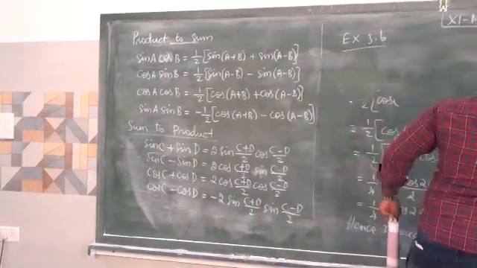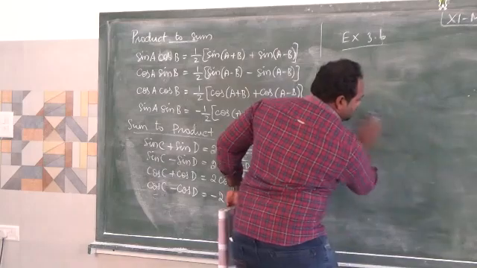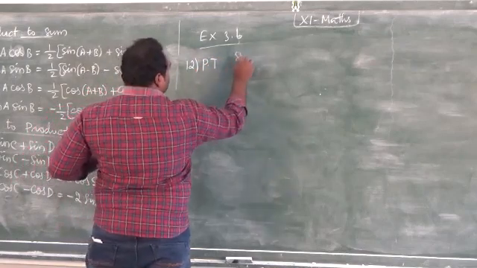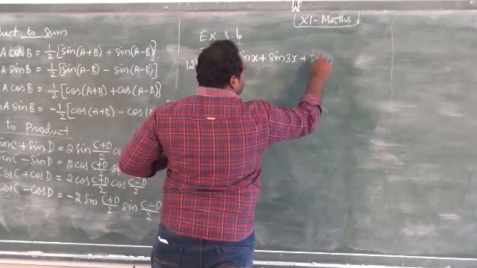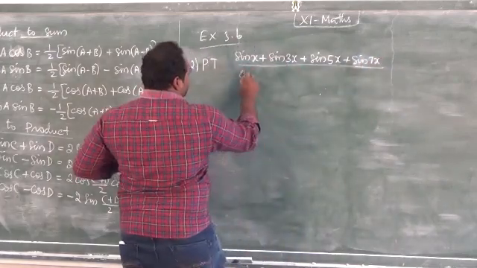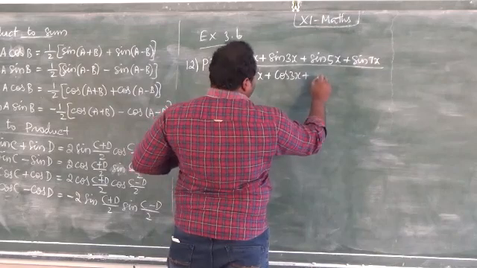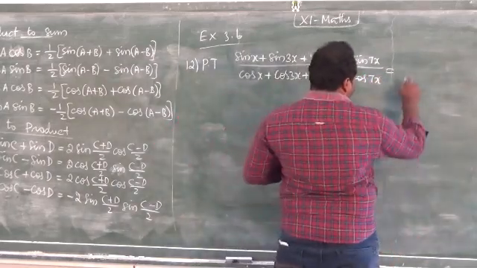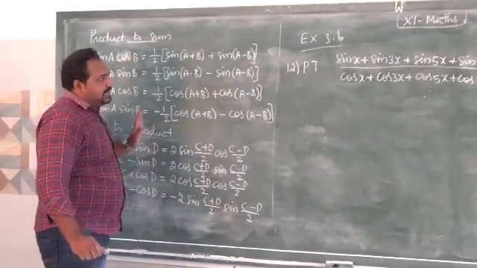So next, problem number 12. Prove that (sin x + sin 3x + sin 5x + sin 7x) divided by (cos x + cos 3x + cos 5x + cos 7x) equals tan 4x. This problem also uses the identities.